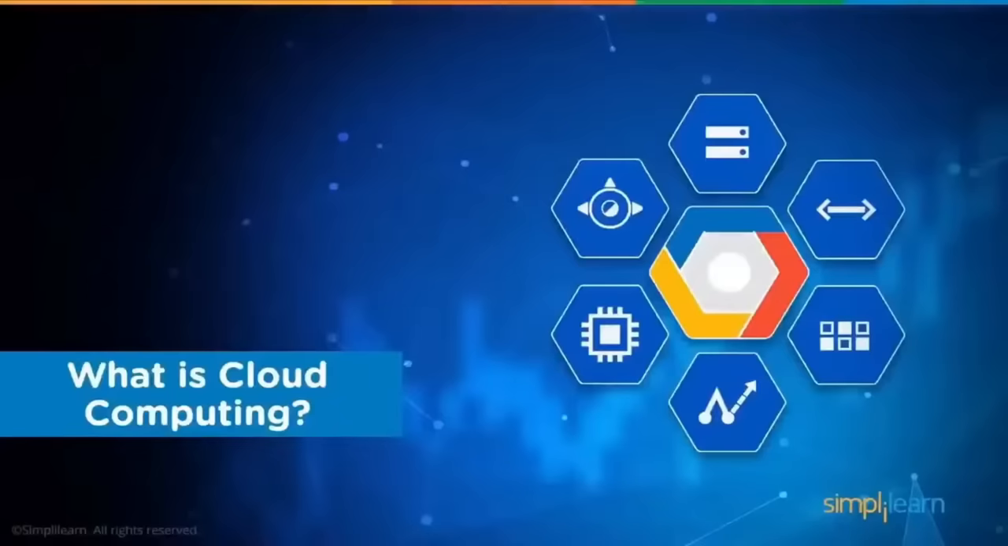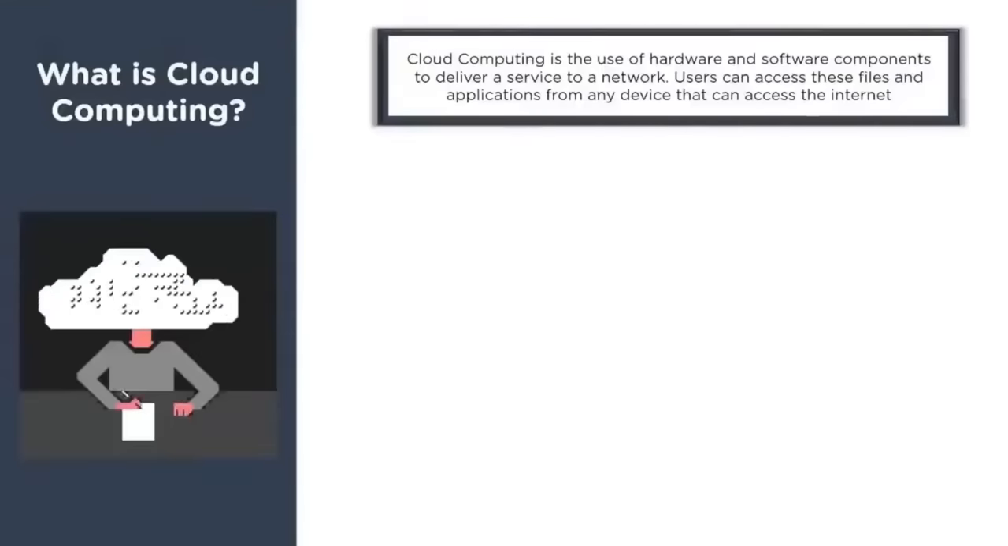So when we talk about Google Cloud Platform, we also need to know what is cloud computing. Cloud computing is the use of hardware and software components to deliver a service to a network. Users can access these files, applications and services provided by a cloud provider from any device that has access to internet. In short, cloud computing is a way where a cloud provider provides access to different services such as resources.